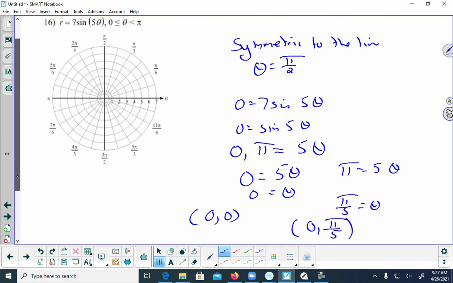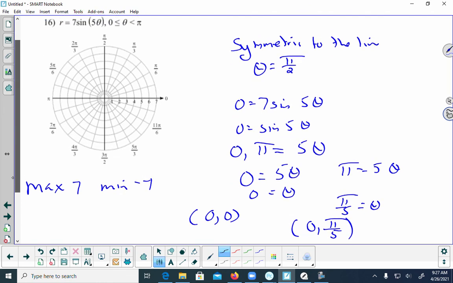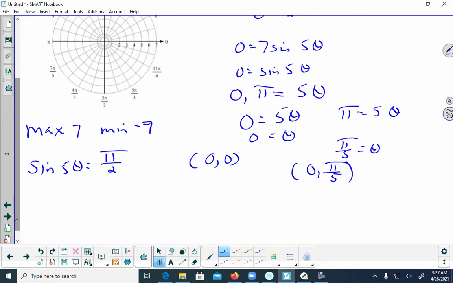Then to find my max is going to be that 7. My min, in case I wanted to know, is going to be negative 7. To find the max, I'm asking myself, when is the sine normally equal to 1? Well, the sine is normally equal to 1 at pi over 2. I might as well find my min too. Oh, and so I'm going to say, well, I'll just do it this way. So then I divide both sides by 5, and I get theta is equal to pi over 10 multiplied by 1/2.